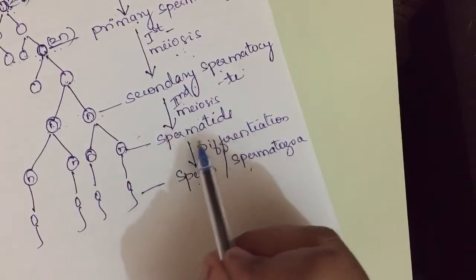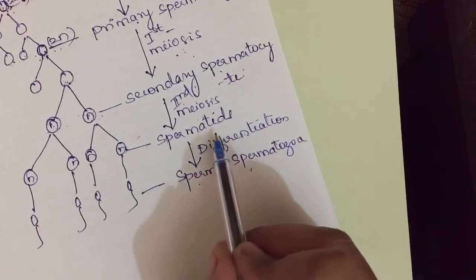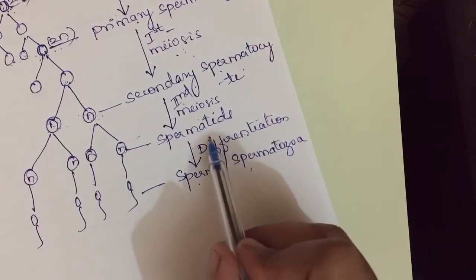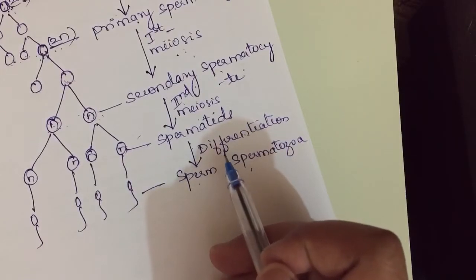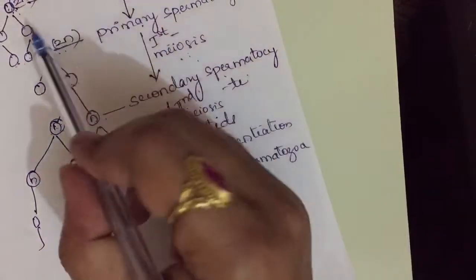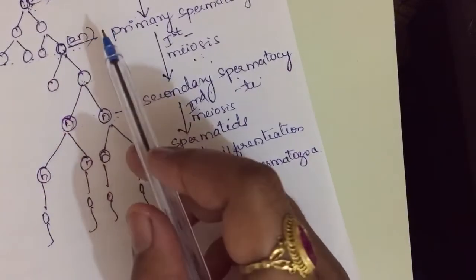Now during differentiation there are 2 processes. One is spermiogenesis, another one is spermiation. About that process I shall discuss later. Okay, here I shall start from the beginning.